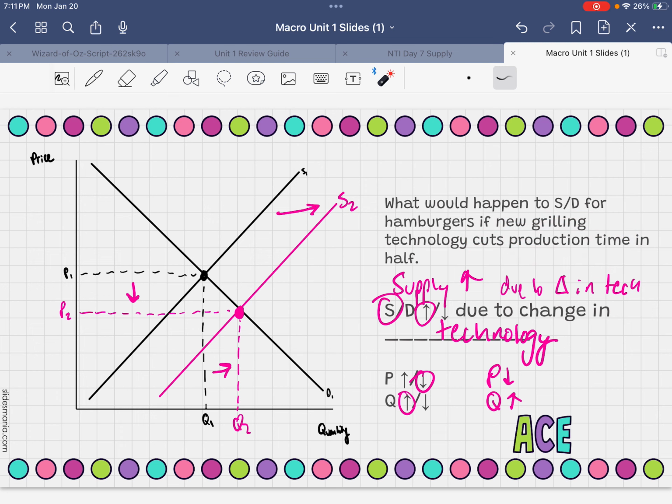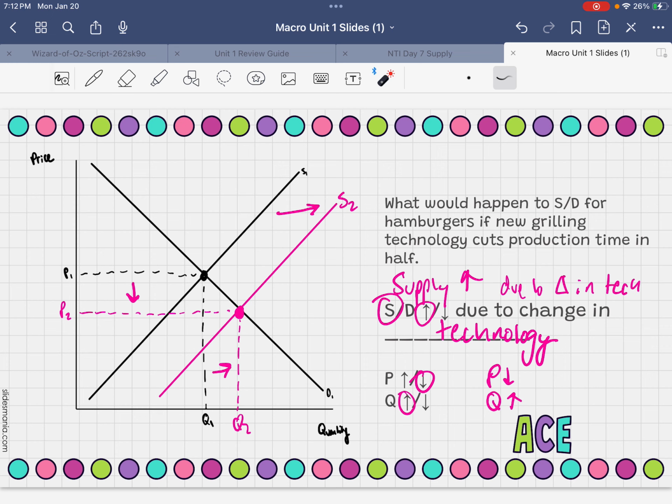And if there's more of something, then they can't charge as much for it. They've got to sell it. They've got to get it out of the restaurant. So they're going to lower the price eventually. Okay, let's move forward. Let's do another one.